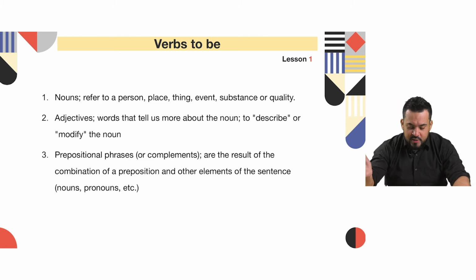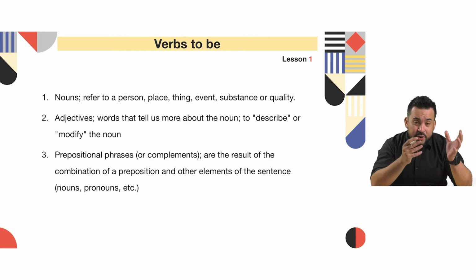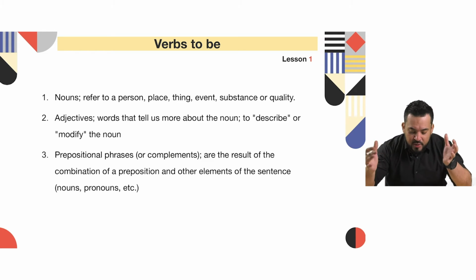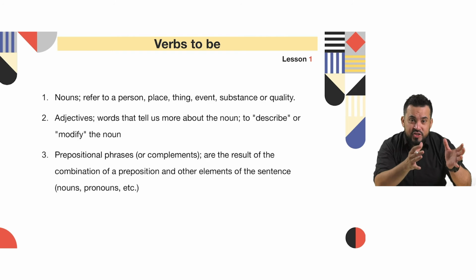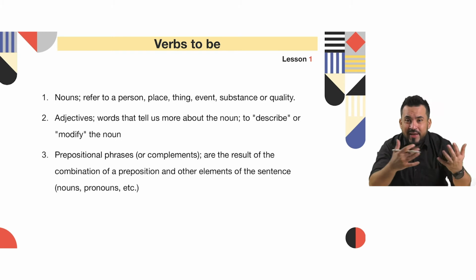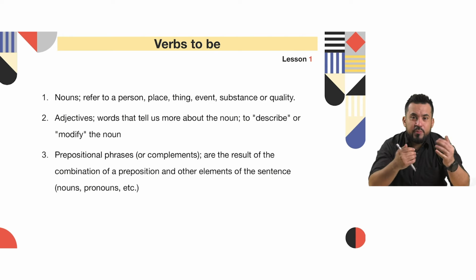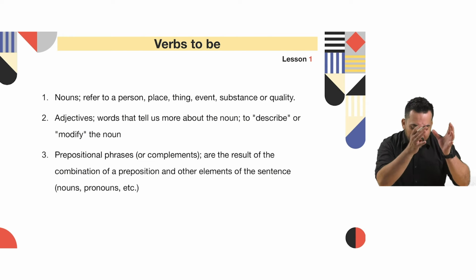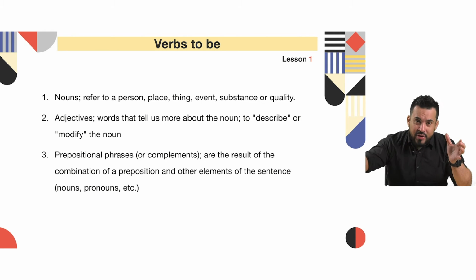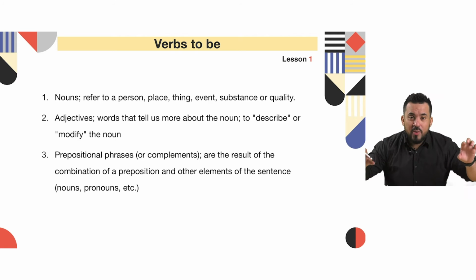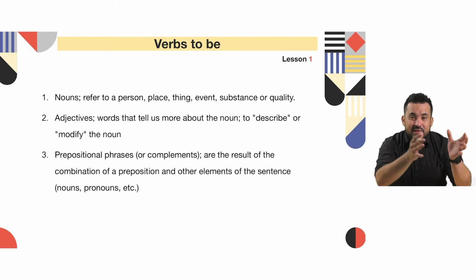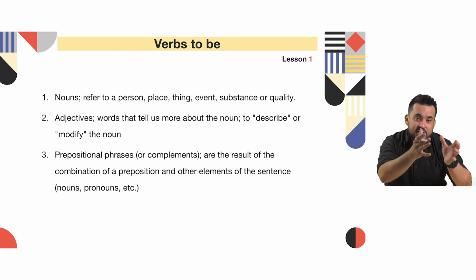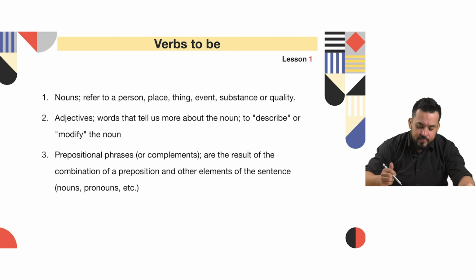Prepositional phrases, or complements. This is a combination of a preposition and other elements of the sentence. What are the prepositions? Like on, in, at, from, by. Those are the prepositions. When we have a preposition and another element of the sentence, it's called a prepositional phrase. It means it's a combination. It has two parts or more.